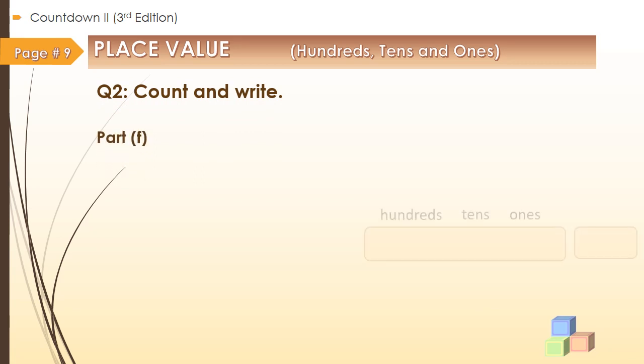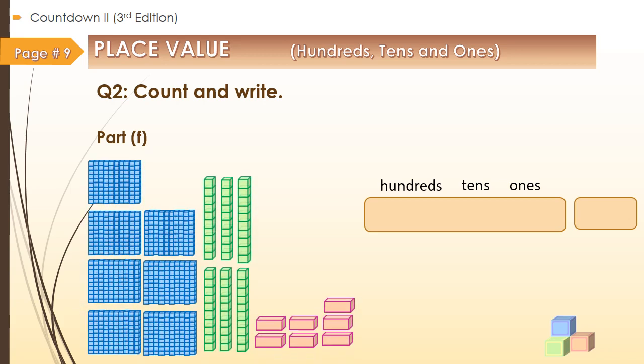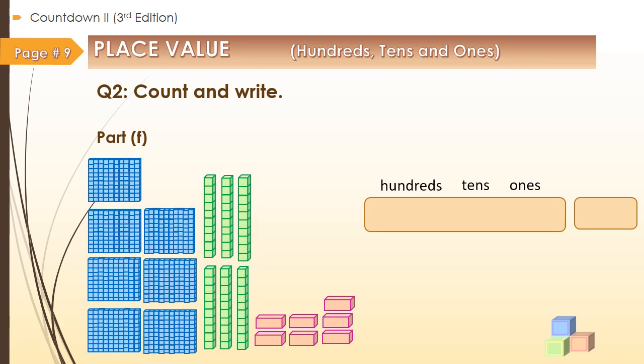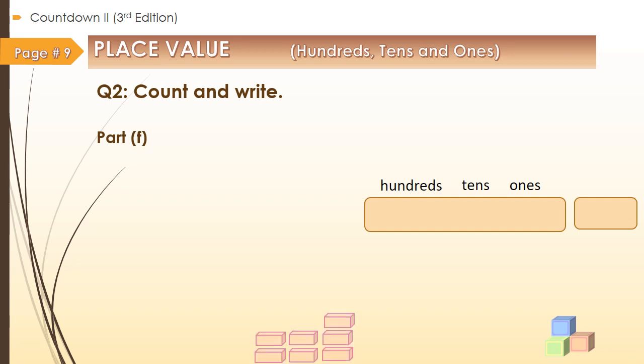On page number 9, we have question number 2, count and write, part F. In this question, we have to figure out what number is shown by the place value blocks. So here we have several sets of place value blocks. Let's start with single blocks because it will be easiest to count. There are 7 single blocks, which means 7 ones. So we will write 7 on ones place.